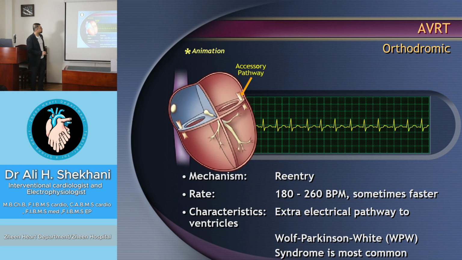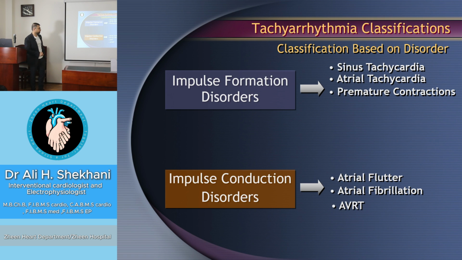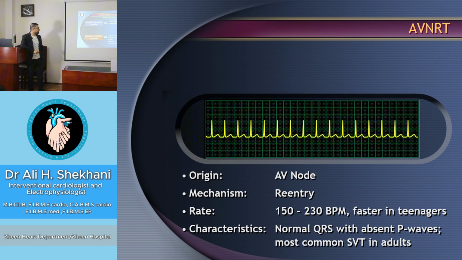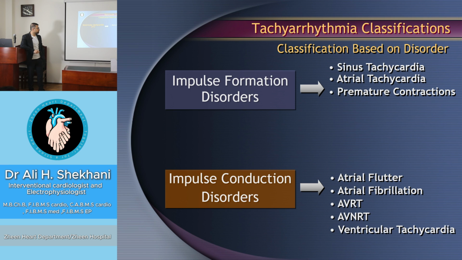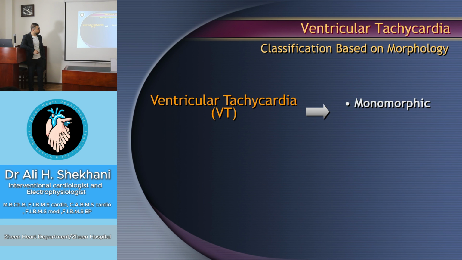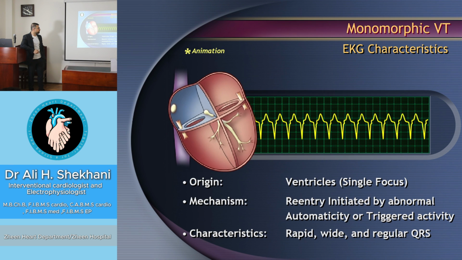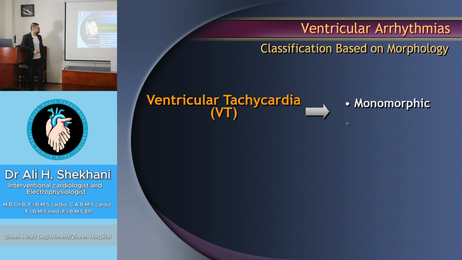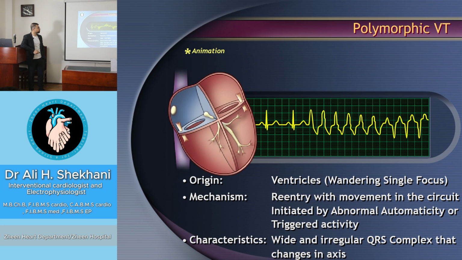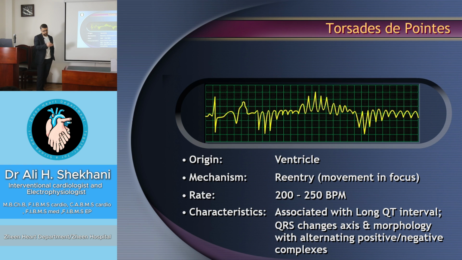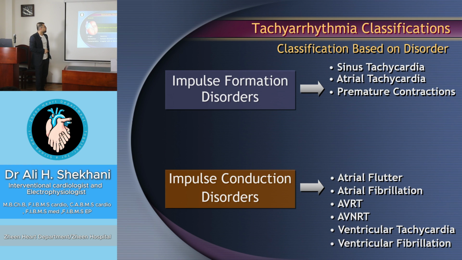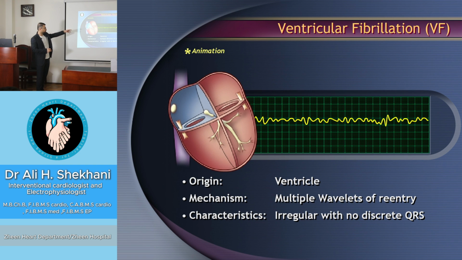And we have AVNRT, which is very common. This is AVNRT, and we have VT. VT also may be monomorphic VT, or could be polymorphic VT, or could be torsades de pointes VT, which is in the setting of long QT interval. Or could be VF. VF, there is no QRS at all.